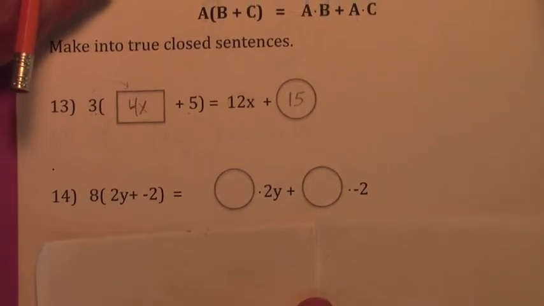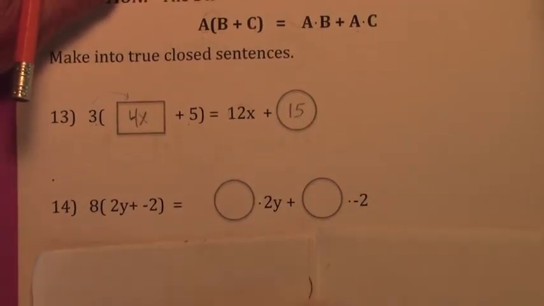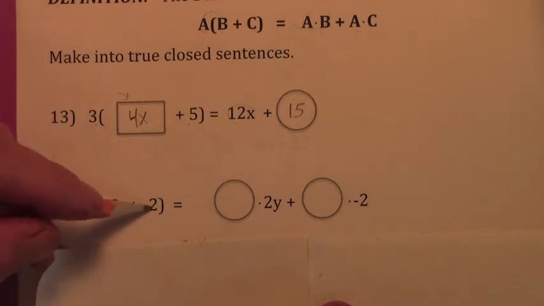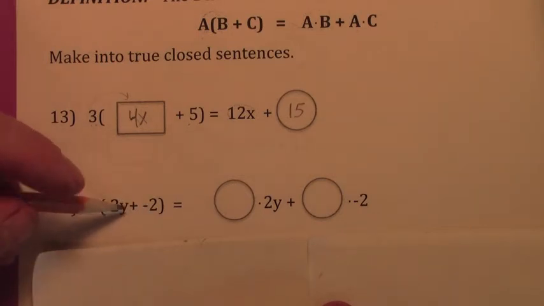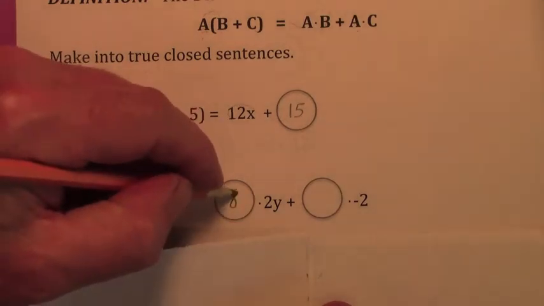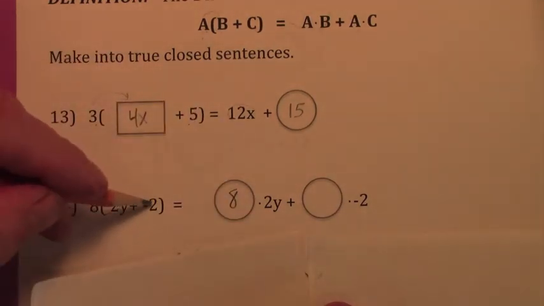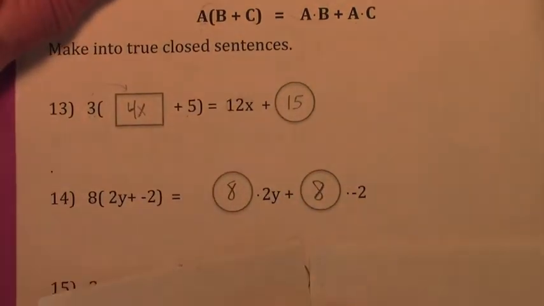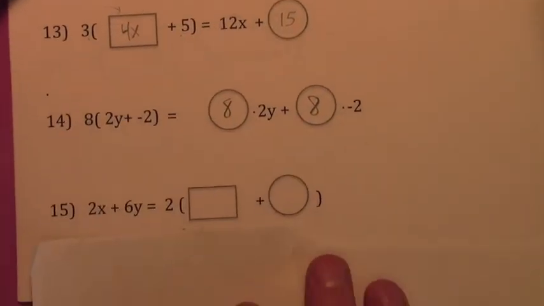So my advice is, don't make too much out of these open sentences. Just forget about the open sentences and just think about what the distributive law says. The distributive law says if you have 8 times this quantity 2y plus negative 2, the 8 has to multiply the 2y. So what is it that multiplies 2y? It's the 8. And the 8 has to multiply the negative 2. So what has to multiply negative 2? The 8. So, like I said, don't make it harder than it is.